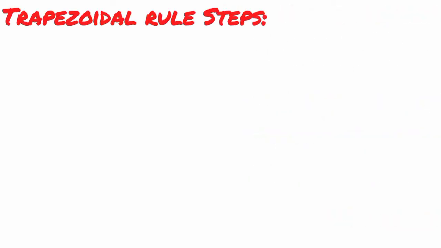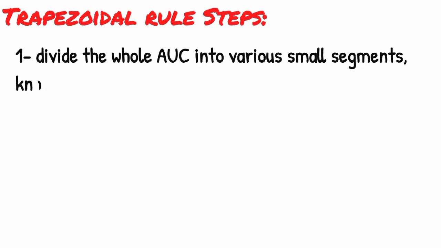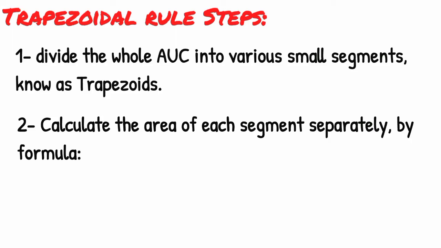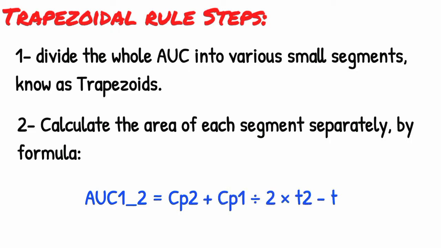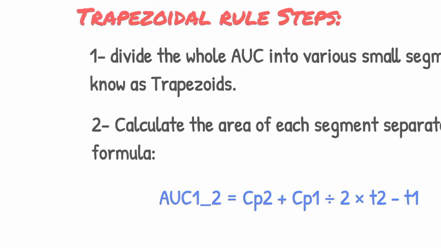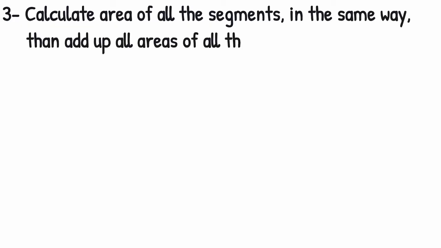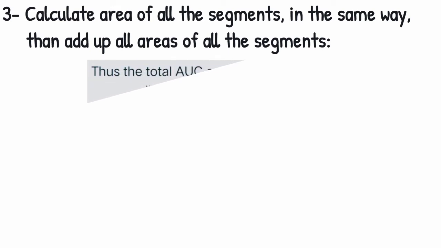In step 1, first of all, divide the whole AUC into various small segments, known as trapezoids. In step 2, then calculate the area of each segment separately with the help of the formula: AUC 1 to 2 is equal to (Cp2 plus Cp1) over 2, multiplied by (T2 minus T1). In step 3, calculate the area of all the segments in the same way, and then add up all the areas to get their sum by the following formula.